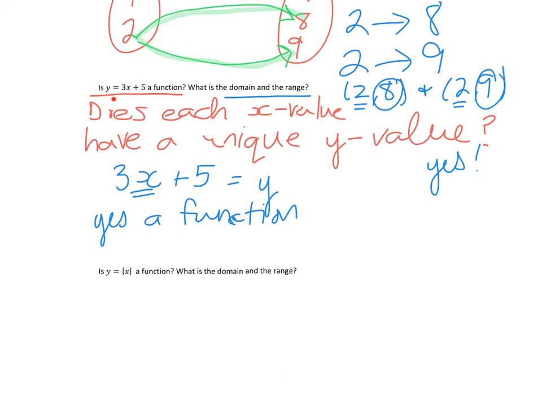Can we plug in 0? Absolutely. That would just be 5. And what about positive numbers? We can plug in all positive numbers. We can plug in 0.3. We can plug in the square root of 20. We can plug in 1,000. We can plug in any positive number. So our domain is all real numbers.